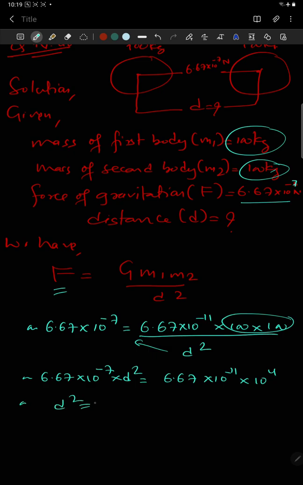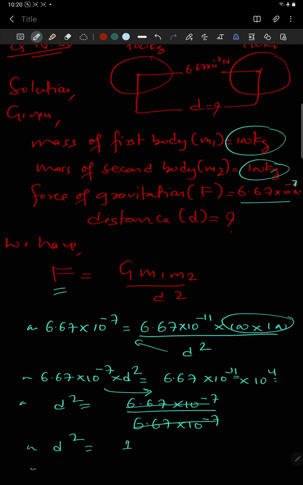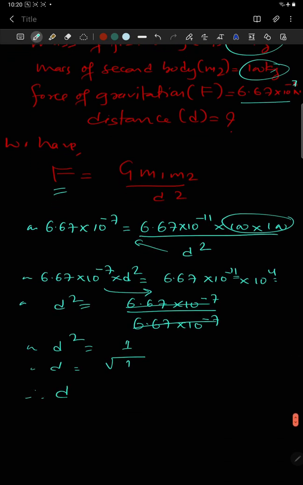Now d square equals to, if we take on right hand side, it will divide, so that's 6.67 into 10 to the power minus 11 and my 4. This, if you just do the simplification, it will become 10 to the power minus 7, and if it go on right hand side, it will also divide 6.67 into 10 to the power minus 7, so d square equal to, the quantities are similar, that's why they cancel, so the answer will come 1. They cancel, so d equals to root 1. That means finally you got d equal to 1.